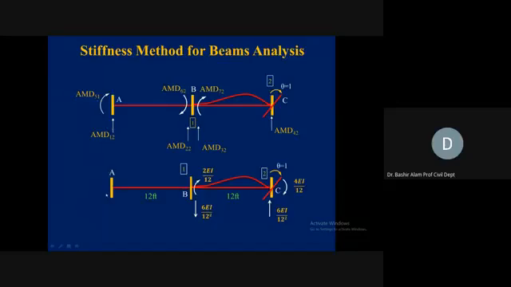AMD 5,2, we have 0. AMD 6,2, we have 0. AMD 7,2, we have 2 EI over L. So the second column of the AMD matrix is generated. I already gave you these values, so I don't want to give you more time to redraw this sketch, and you don't need to.